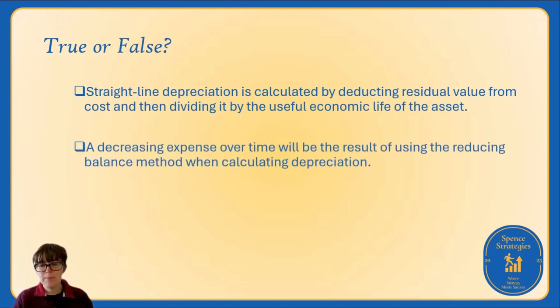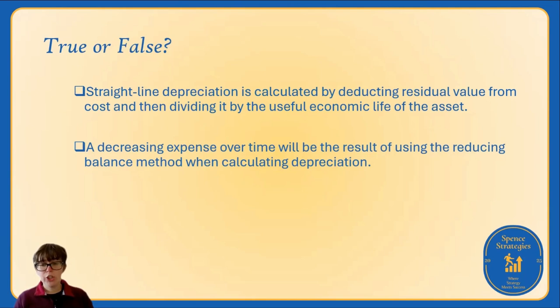A decreasing expense over time will be the result of using the reducing balance method when calculating depreciation. Well, again, we know that this is true. When we deal with depreciation, we know that we debit our depreciation charge to our statement of profit or loss, whilst we would credit our accumulated depreciation to our non-current asset register, which would also be reflected in our statement of financial position.